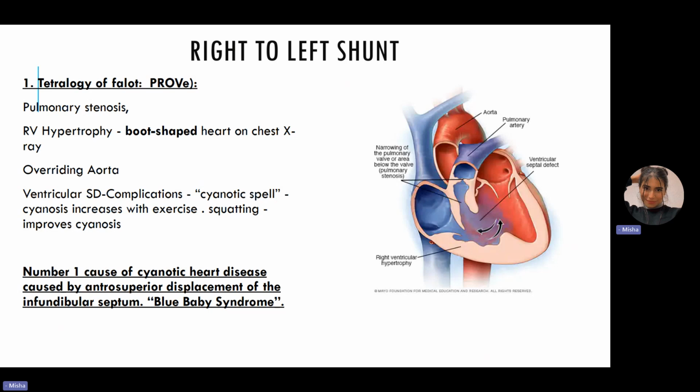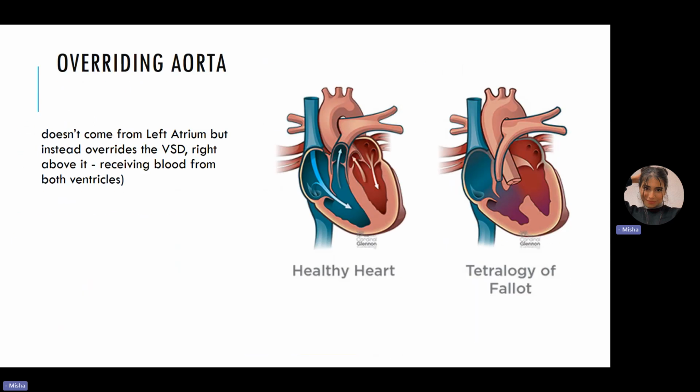Then we have the overriding of the aorta. Now normally the aorta is actually coming from the left ventricle. It comes over the left ventricle, okay, and gets the blood from the ventricle, right? Like you can see in the picture over here. But in the case of tetralogy of Fallot, what happens is that the aorta overrides and it takes blood directly from the ventricular septal defect that is present. So think about it. The aorta takes blood not only from the left ventricle, but it's taking blood from the right ventricle as well.